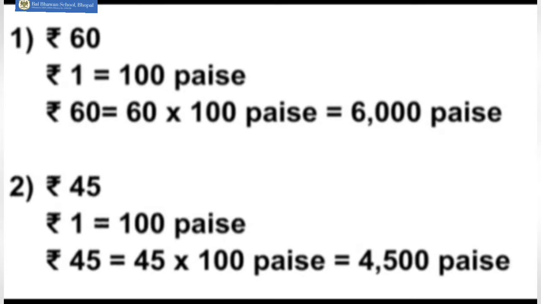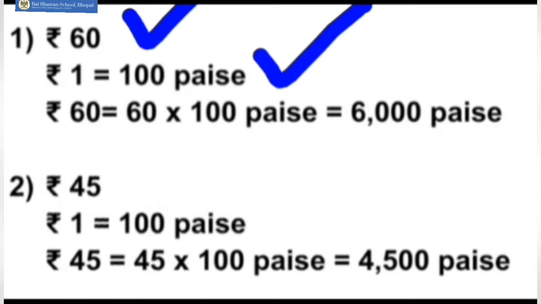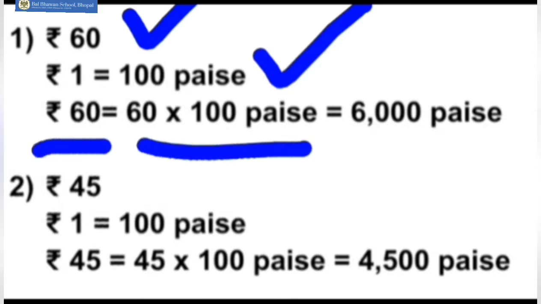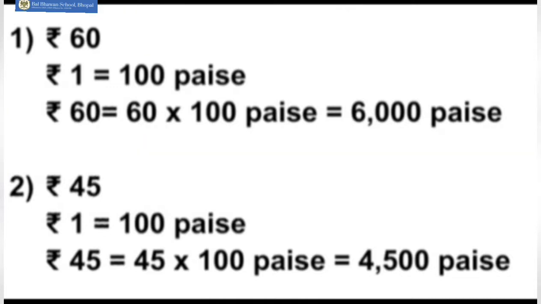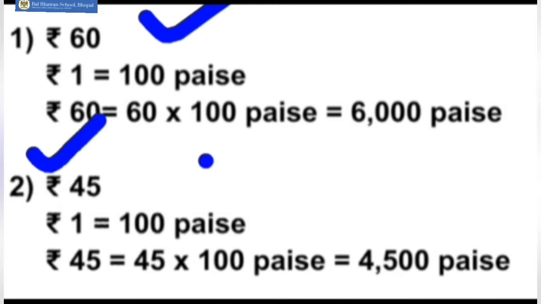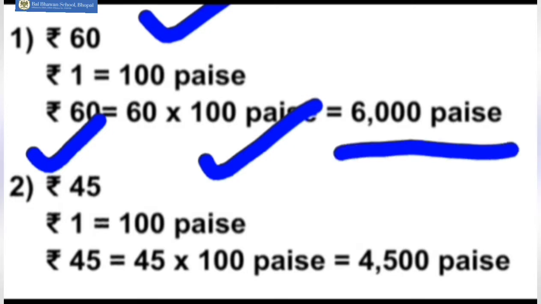To convert rupees into paise, we need to multiply the given value with 100 paise. For example, in this question, rupee 60 has to be converted into paise. So the amount which is mentioned as rupee 60 will be multiplied with 100 paise. After multiplying 60 with 100, we get 6000 paise.